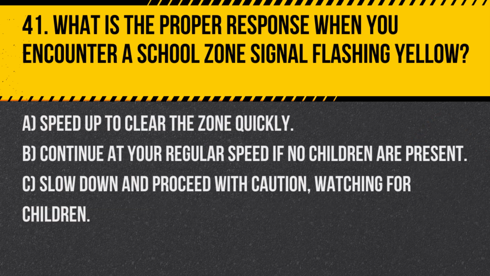Question 41. What is the proper response when you encounter a school zone signal flashing yellow? A. Speed up to clear the zone quickly. B. Continue at your regular speed if no children are present. C. Slow down and proceed with caution, watching for children. Answer: C. Slow down and proceed with caution, watching for children. Flashing yellow lights in school zones indicate that drivers should be extra cautious and prepared to stop.